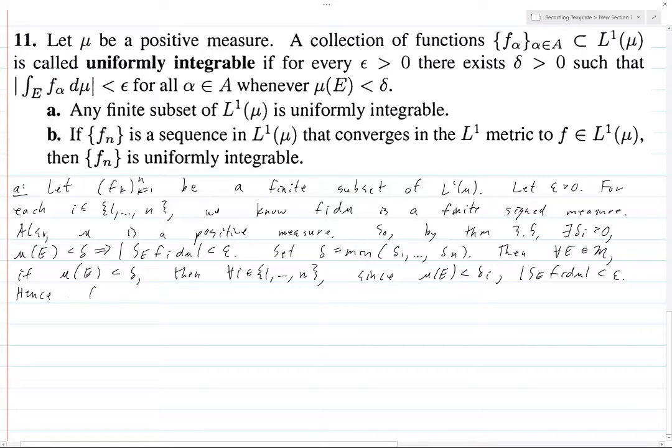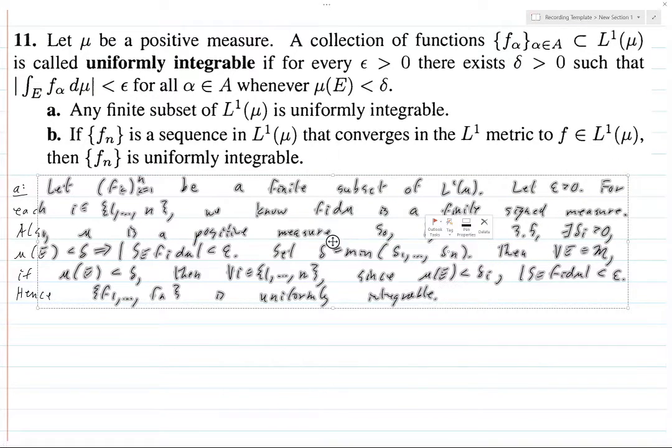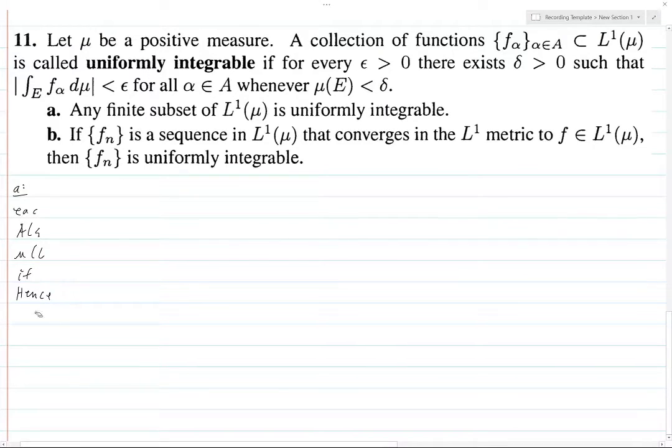Hence, f_1 through f_n is uniformly integrable, because if you look above, that's literally just what the definition is. So now let's do the next part, part B.